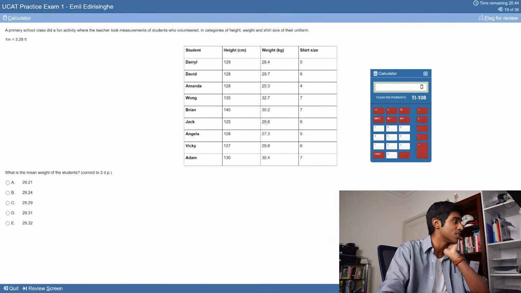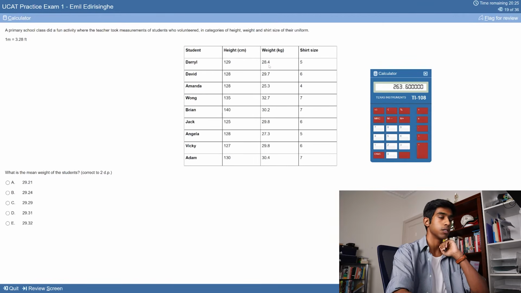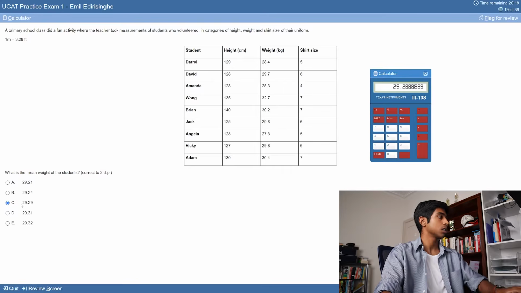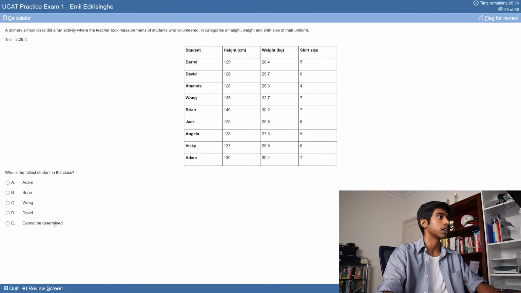What's the mean weight of the students? Okay. Alright, so 28.4 plus 29.7 plus 25.3 plus the rest. Okay, so that's all of that. Divide by 9, 29.29. Yep. Who's the tallest student in the class? You can't tell. Okay.